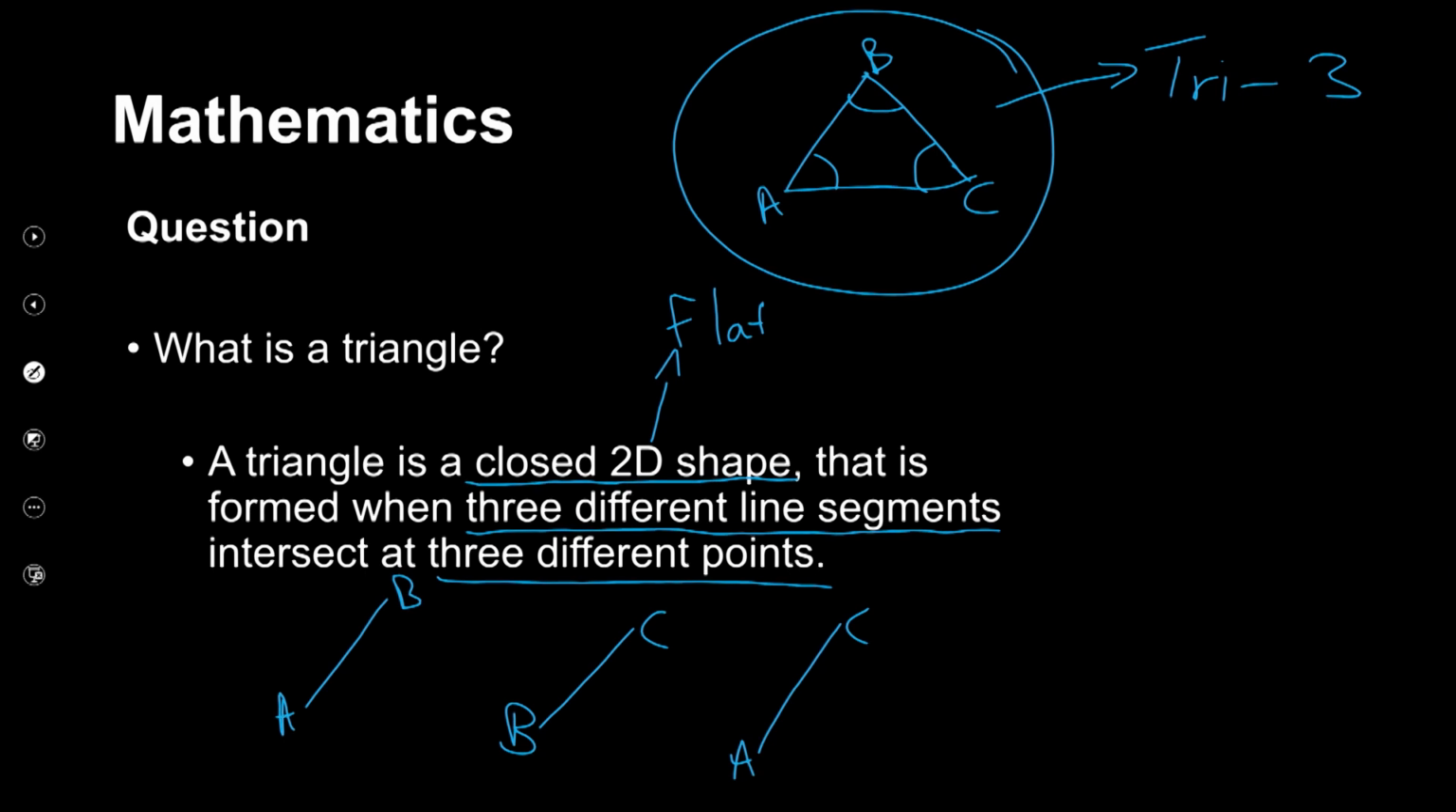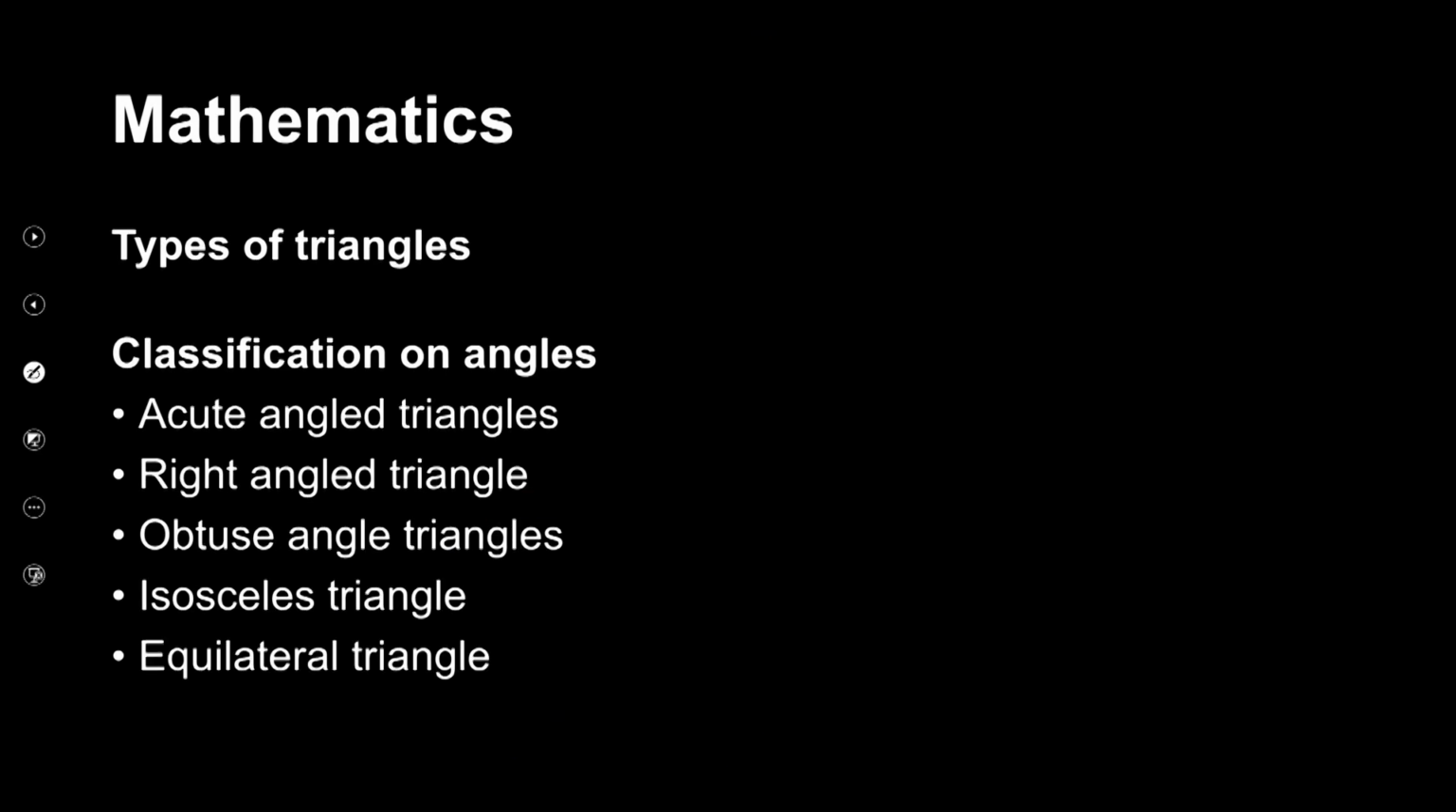It depends on what triangle you have. Now we have some classification on angles in terms of the types of triangles that we have. We have what we call an acute angled triangle. This would mean the only angles you have in that particular triangle are acute angles, right?